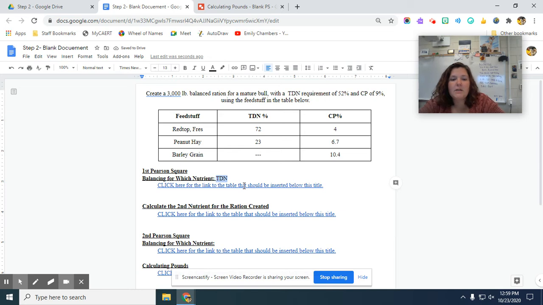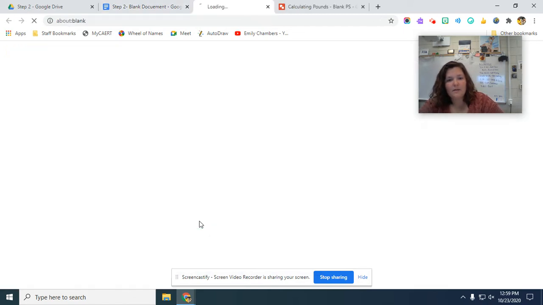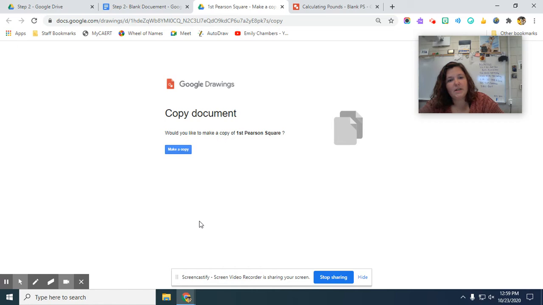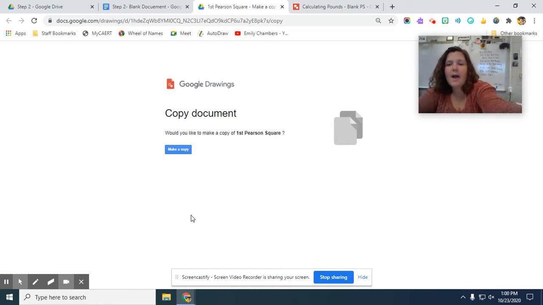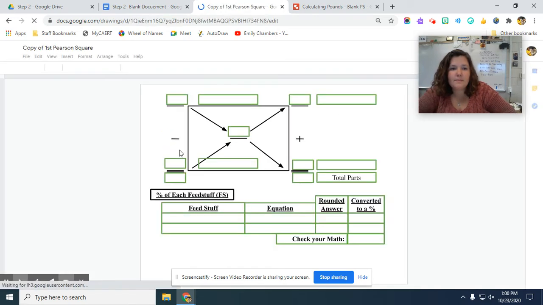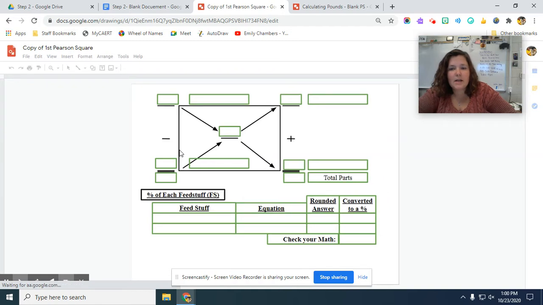So this is the link. Here's the link to the table that should be inserted below this title. So I'm going to click this. I'm going to open it. It's going to prompt me to make a copy. You cannot edit the original. You have to obviously make a copy. So I'm going to click, yep, make a copy. And it's going to say copy of first Pearson square, okay?